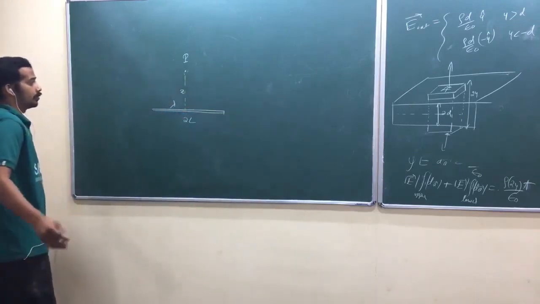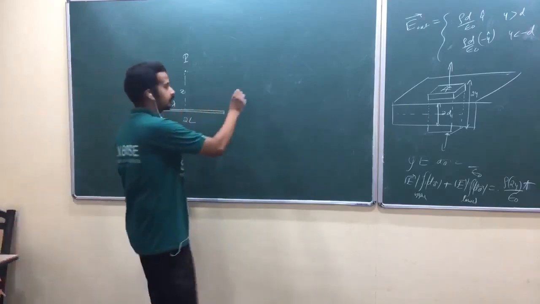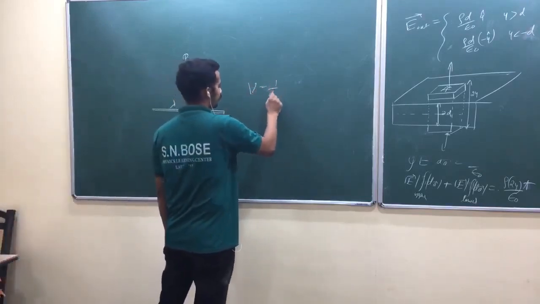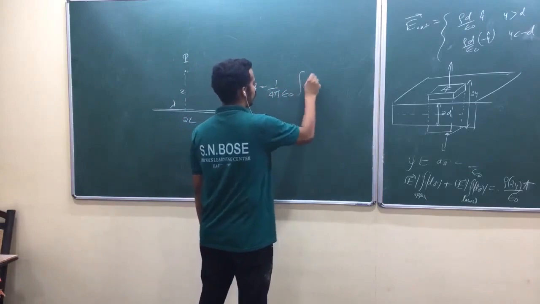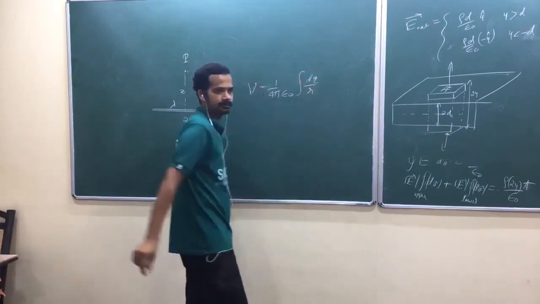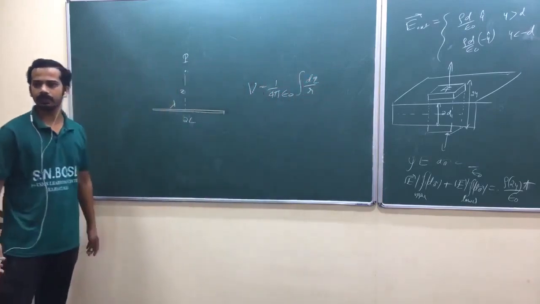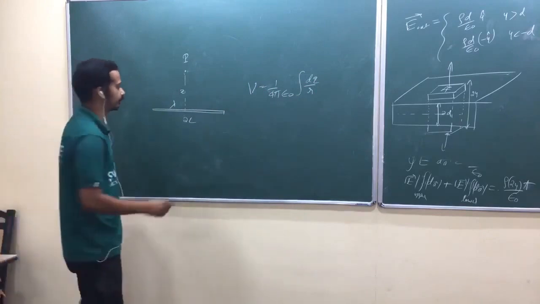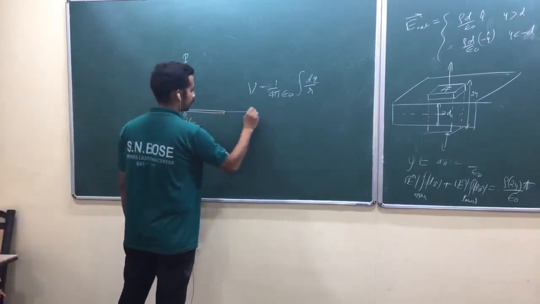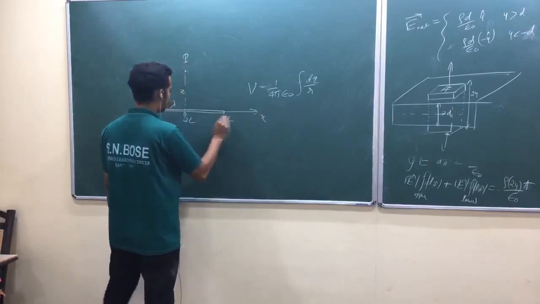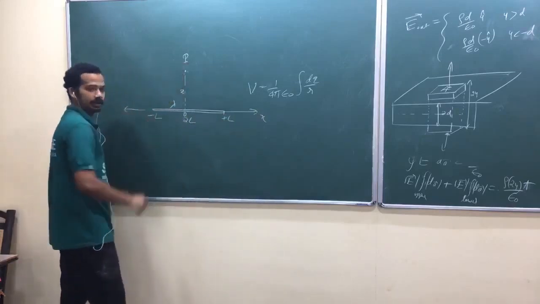So now what you have to do? You better again go for finite charge distribution. You better go for this one: 1 by 4 pi epsilon naught integral of dq by r. That's it. Scalar integration. You don't have to take any component, anything. Is that okay? Quickly, let me choose this one as origin, this one as x-axis, this is plus L, this is minus L. Am I right?